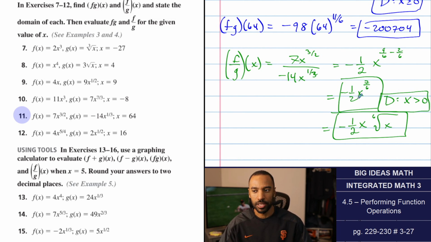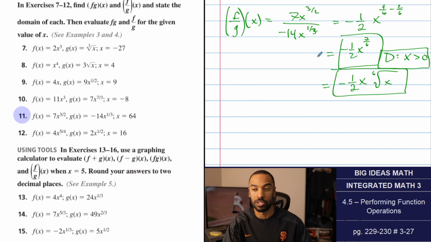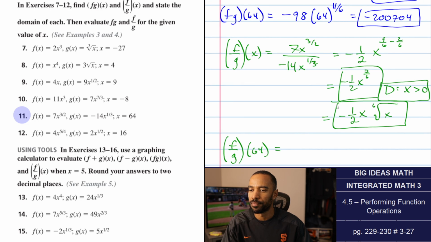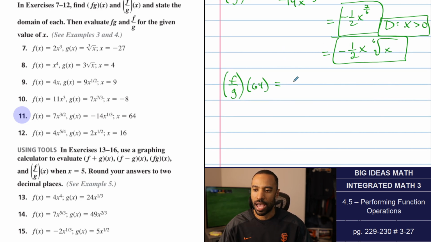Okay, it doesn't matter that it cleaned up to something here; where it started before is your true division. This is just a cleaned up version that we have to still account for. I can't stop restating that. All right, f over g of, I think the number was 64. Confirmed. Yep. We're going to do negative 1/2 times 64 to the 7 over 6 power.